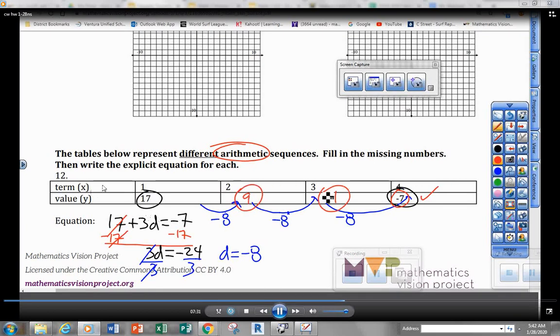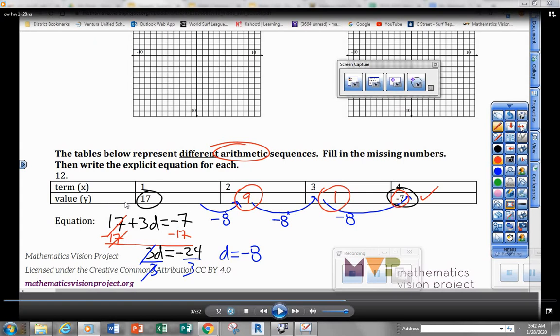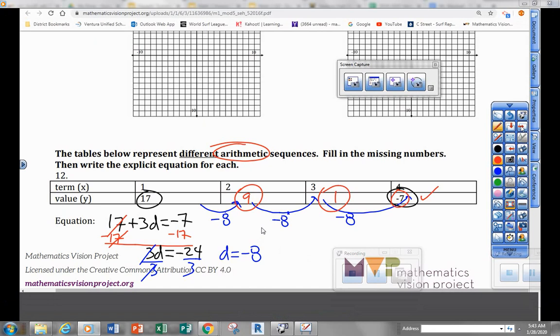My y-intercept, if I backtrack to the 0 term right here, I would be adding 8. So my 0 term would be 0, and then 17 plus 8, I think, is 25. So (0, 25). This equation would be y equals negative 8x plus 25. Can you write that equation for me on 12 to prove to me that you were listening? So the equation of this sequence, where the 0 term right here, adding 8 to the left, (0, 25), my equation would be y equals negative 8x plus 25.